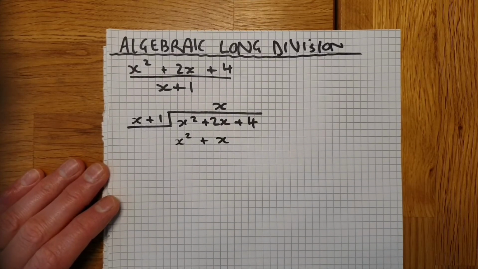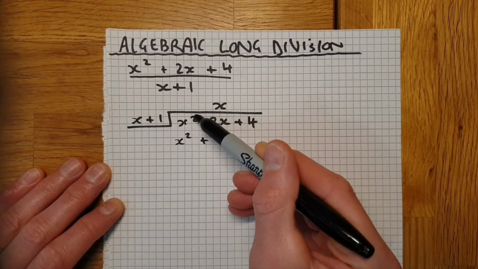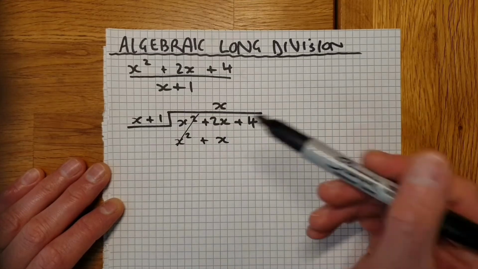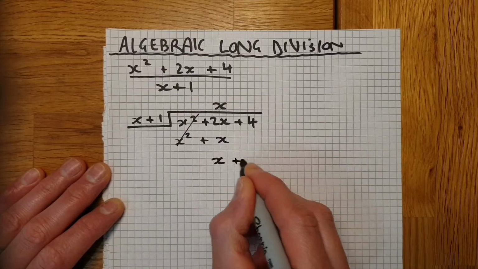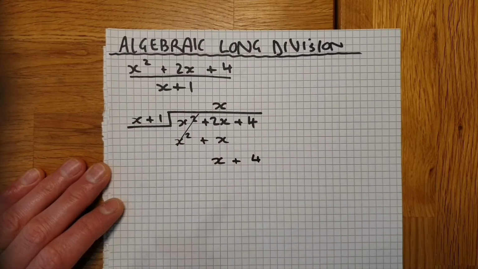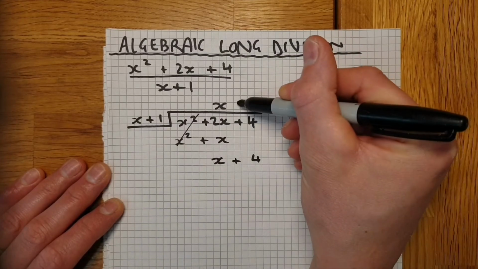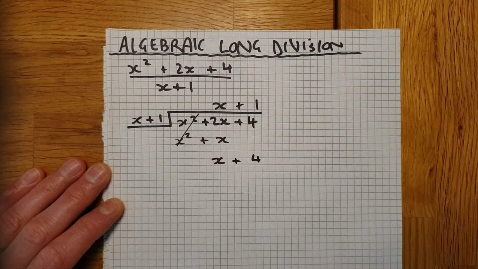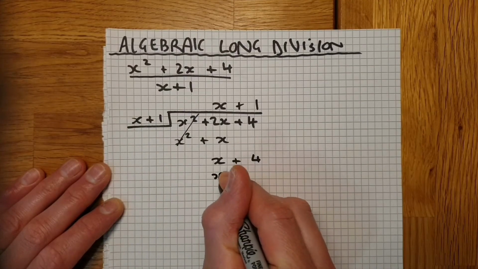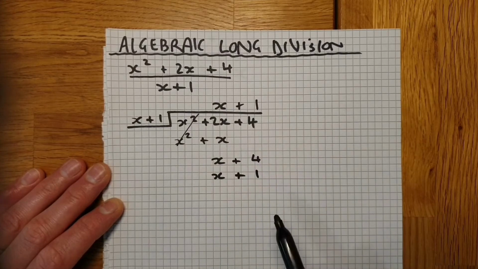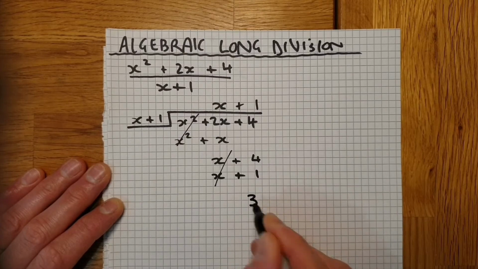Now the next step is to subtract this line away from this one. So x squared take away x squared, that's going to cancel itself out. 2x take away x is just 1x, and 4 take away nothing is just going to be 4. You then think, what would you multiply this term here, x, by to make x? So you're just multiplying by 1. So put in a 1 here. Then multiply this expression here by 1. So 1 times x is just x, 1 times 1 is 1. We then subtract, so x take away x cancels out, 4 take away 1 is 3.